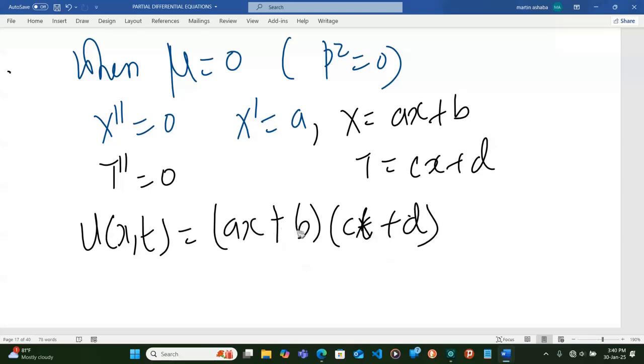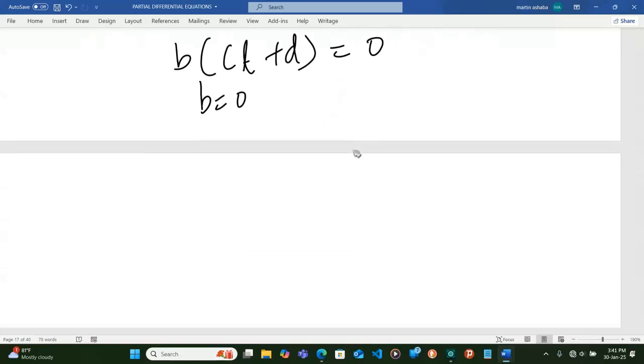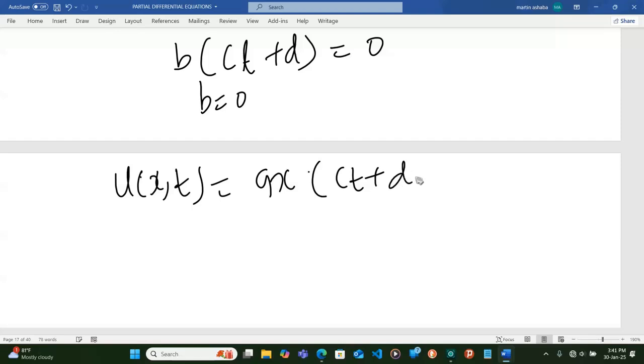So if I put in boundary conditions at x is equal to 0, then I'll have b into ct plus d equivalent to 0. So now that means b can equal 0. So if b becomes 0, I will have u x t equivalent to ax times ct plus d.